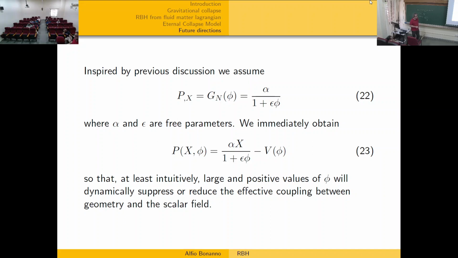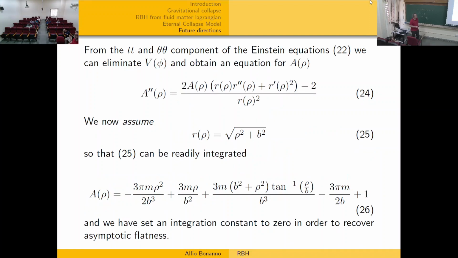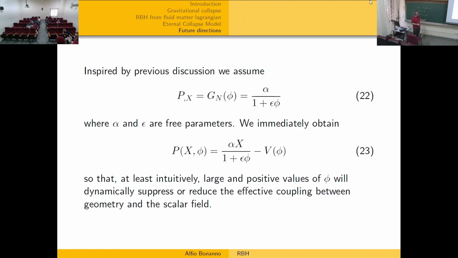So intuitively, one can say, okay, large and positive values of phi will dynamically be suppressed or reduce the effective coupling. You do so. And the Einstein equations for the problem I've shown you are this one. And now what I do, I make this assumption. I construct this so that your spacetime is regular, because R will never go to 0. This is a positive quantity.